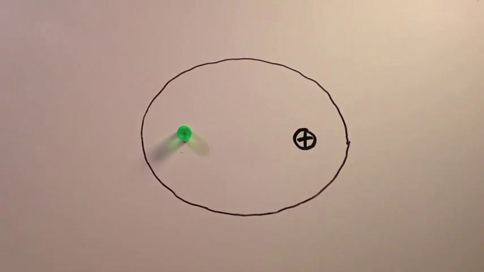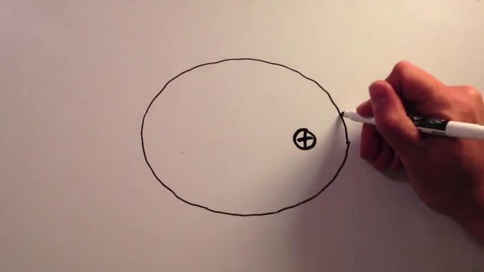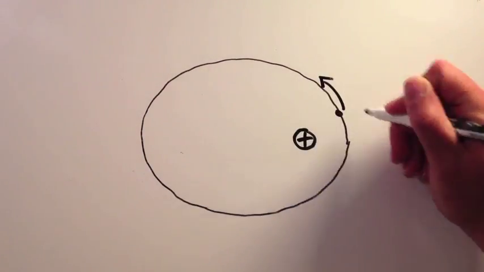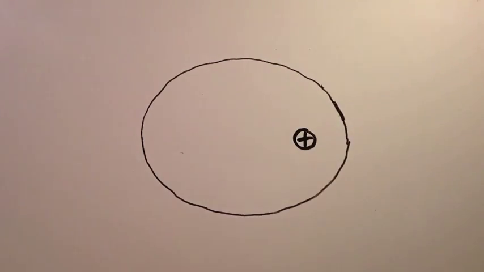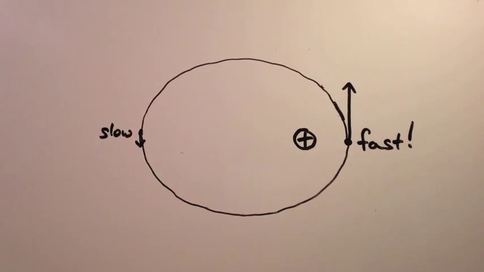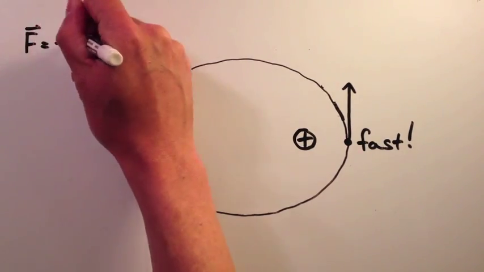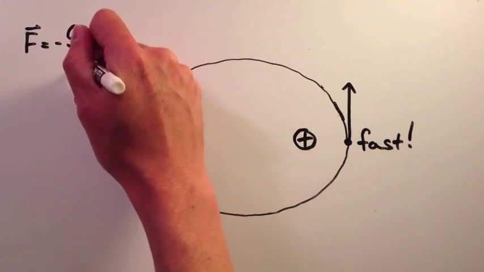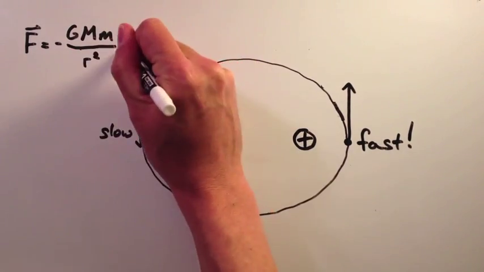In orbital mechanics, the planet is at one of the foci, and the satellite moves in the ellipse around the planet. The trick is that the satellite doesn't move at a constant rate like it does in a circular orbit. The reason for this is that the Earth's gravitational pull is inversely proportional to the square of the distance between the Earth and the satellite.